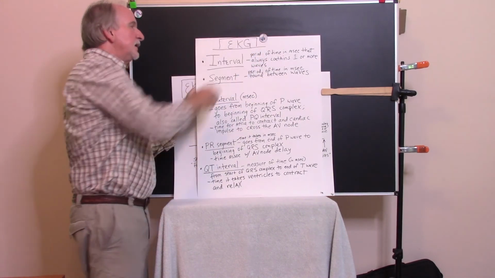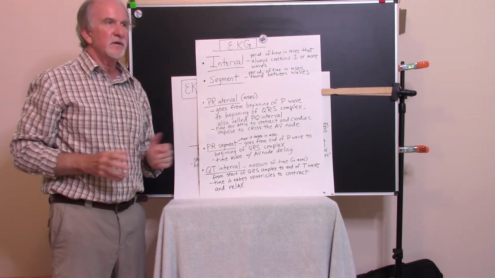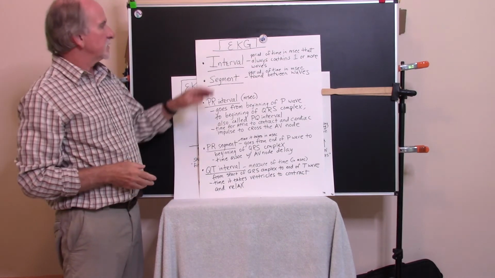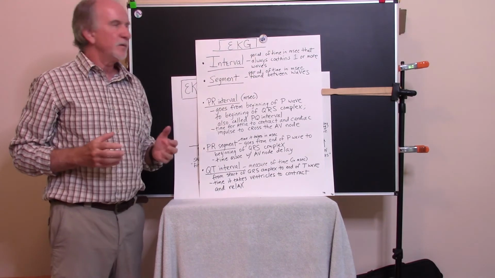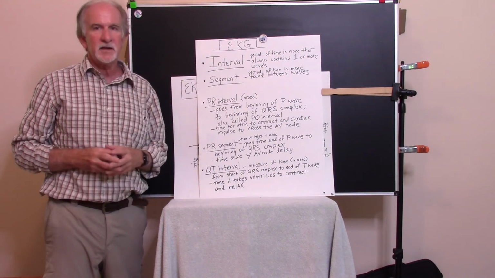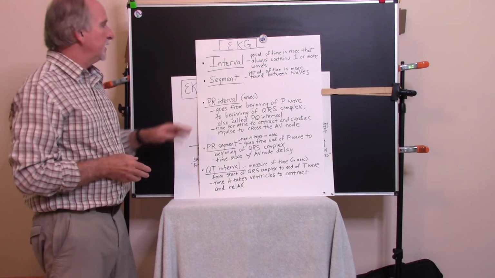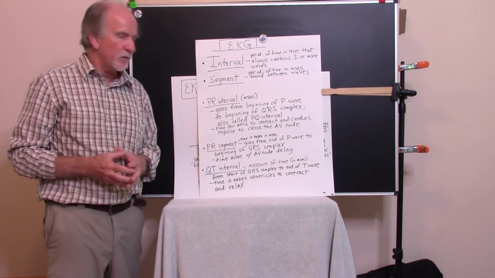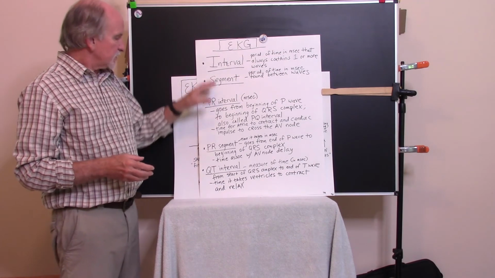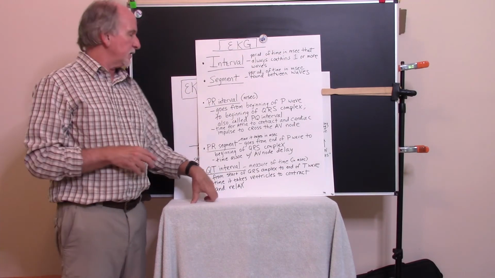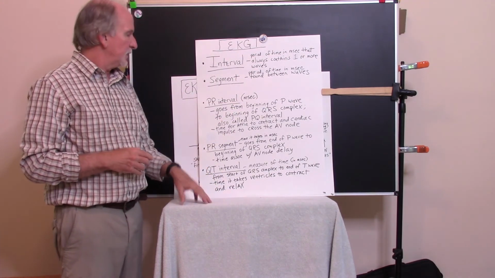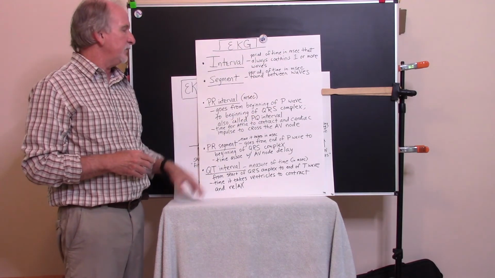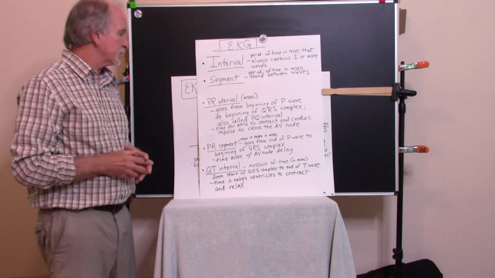When you study an EKG tracing, often it's labeled with intervals and segments. So an interval is a period of time in milliseconds that always contains 1 or more waves. And a segment is a period of time in milliseconds found between waves. So there's a couple of these that I want you to know. One is the PR interval. And the PR interval goes from the beginning of the P wave to the beginning of the QRS complex.